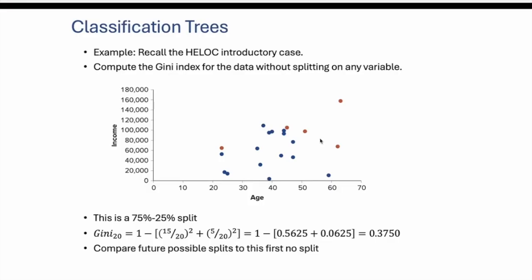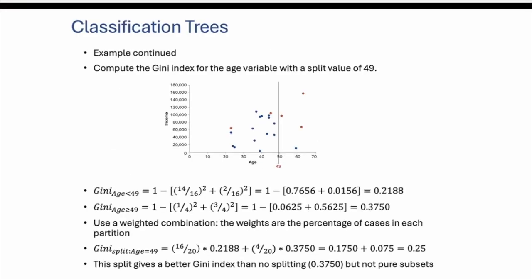But now he computed the Gini index for the age, and he found that the split value has to be 49. If the person is older than 49 years old, then most probably he's going to respond, because you have 3 dots responding and 1 not responding. If the person is less than 49 years old, then most probably the person is not going to respond to the offer. So how did he find that?